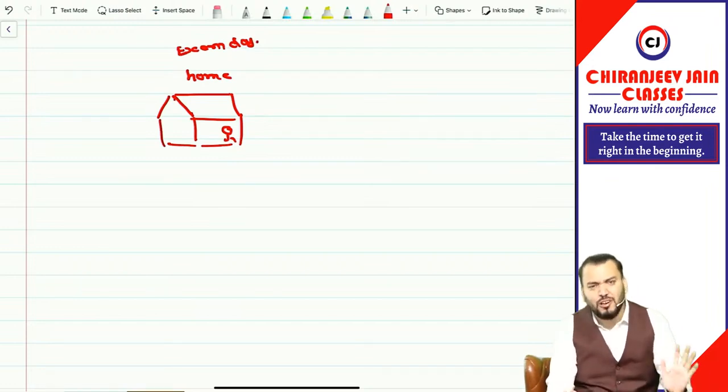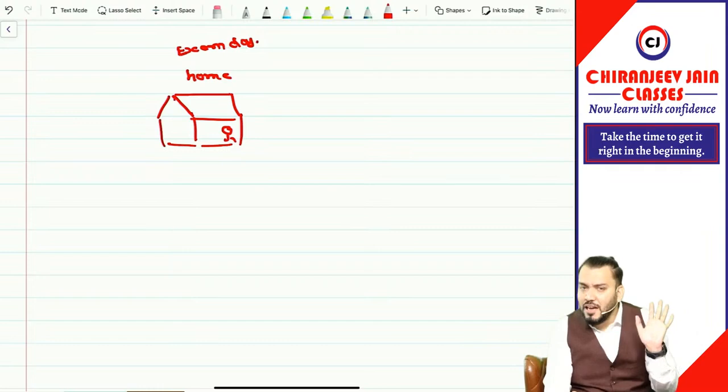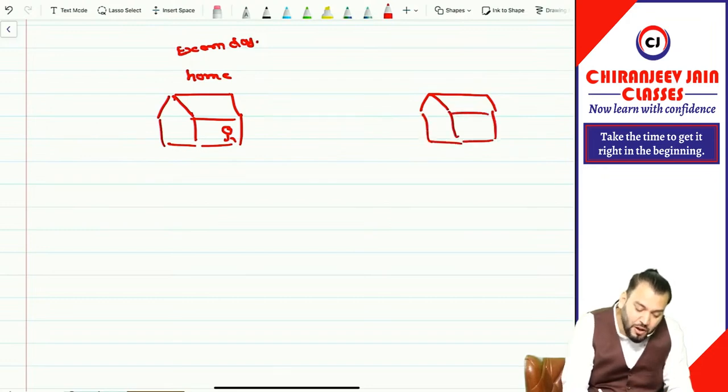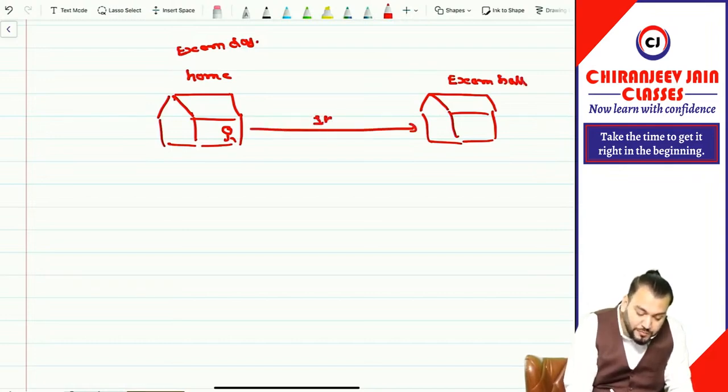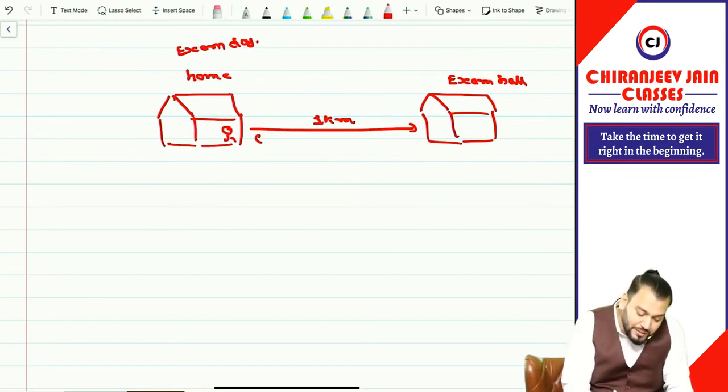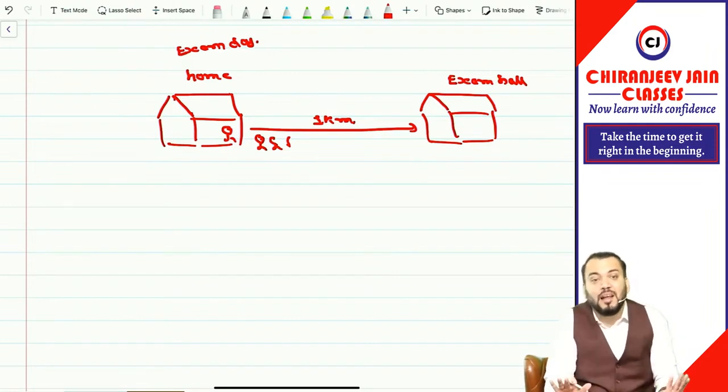Have you understood? It means you are already prepared for the exam, and you are starting for the examination hall. You need to go to the exam hall now. Let us assume the exam hall is at a distance of 1 kilometer, and you will travel this 1 kilometer only by walking. You will not take any public or private transportation.